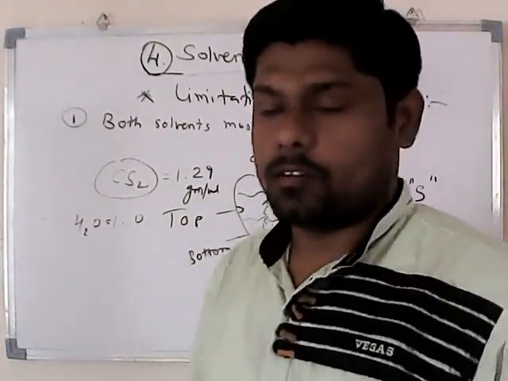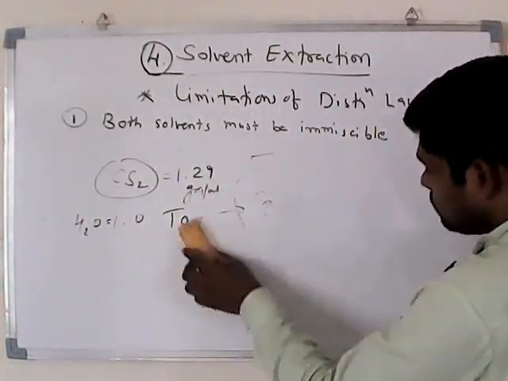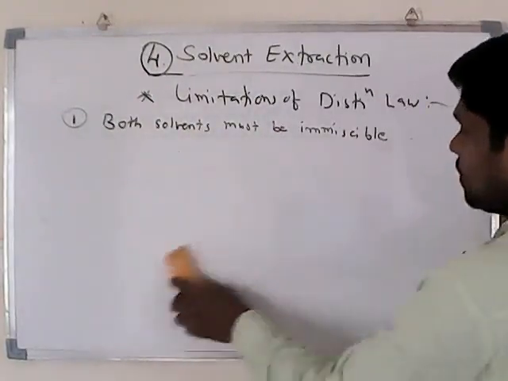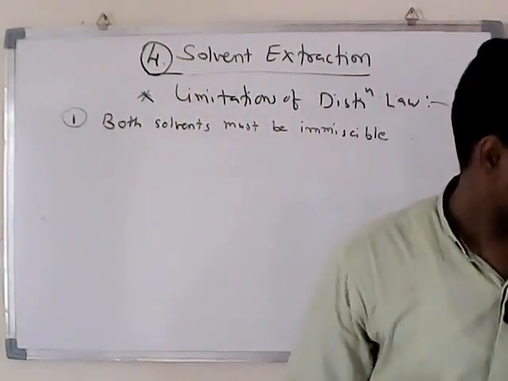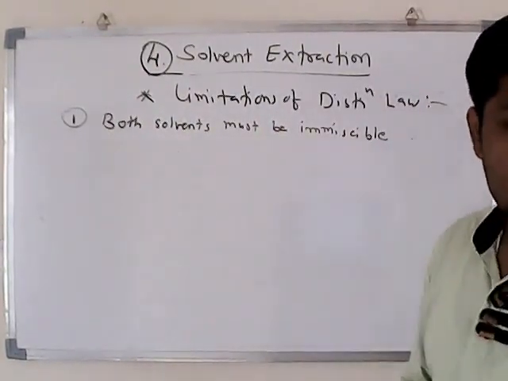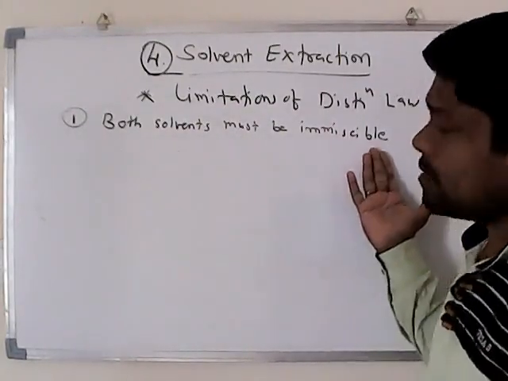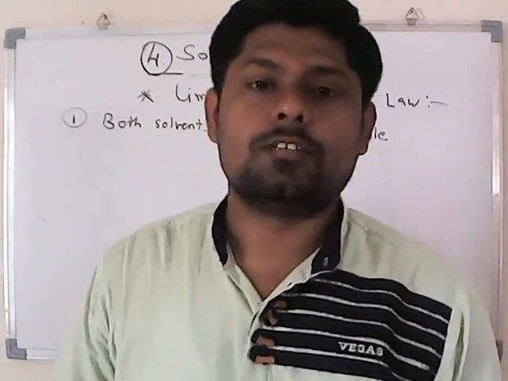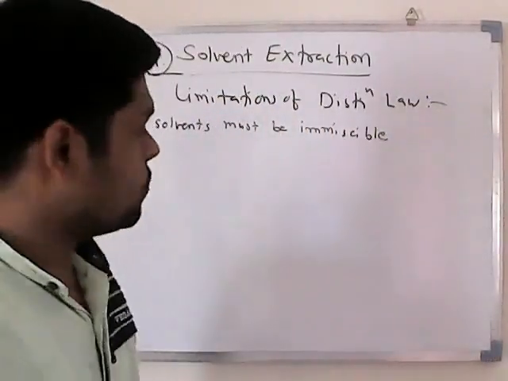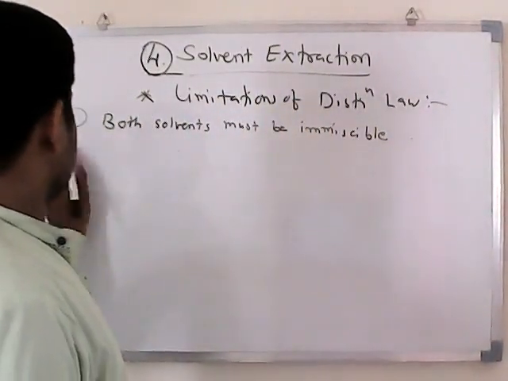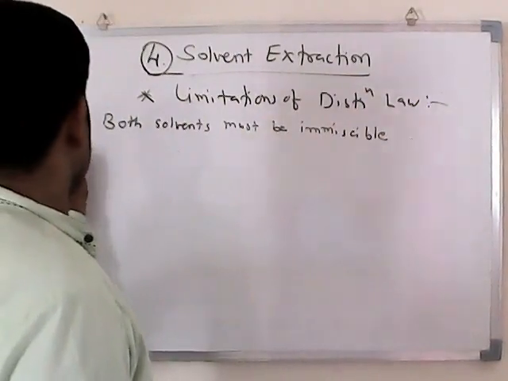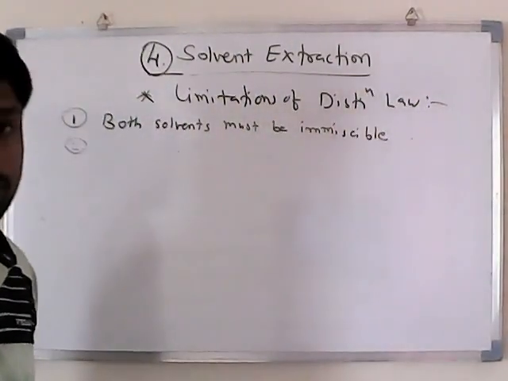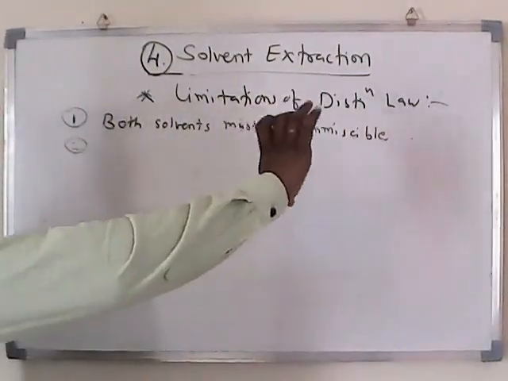Okay, so that is the basic identification in a separating funnel of which layer is present at the bottom and top. Now we move to our discussion, that is the limitations. Number one, both solvents must be immiscible. Already we discussed it in the law of distribution statement. Both must be immiscible in nature. Then the second point, that is the temperature. Okay, the ratio must remain constant at constant temperature.